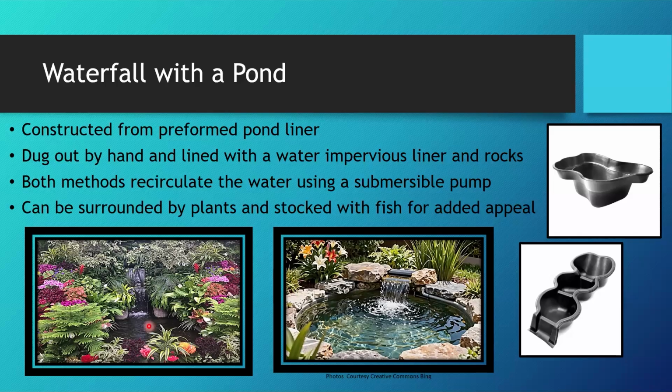Now, these kinds of pond structures can be constructed using a preformed pond liner, shown here on the right. This is made of heavy, heavy plastic, and you can even purchase the waterfall if you wish. Or, if you don't want to do that, you can simply dig out the space, line it with an impervious liner, and edge it with rocks. Both methods recirculate the water using a submersible pump, as I showed you in the diagram on the previous slide. If you add plants and or fish, that will just enhance the appeal of this pond and waterfall combination.